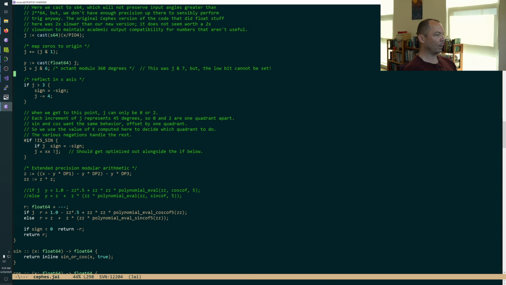You're saying the third bit is used for the sign just below? No. J can't actually be 3 here. We made sure it was even up here. I don't know what map zeros to origin means. That must be with the polynomial that we're talking about or something. I don't know, right? Anyway.